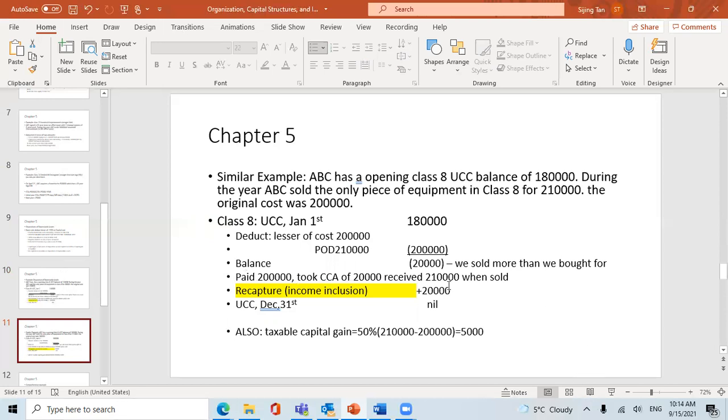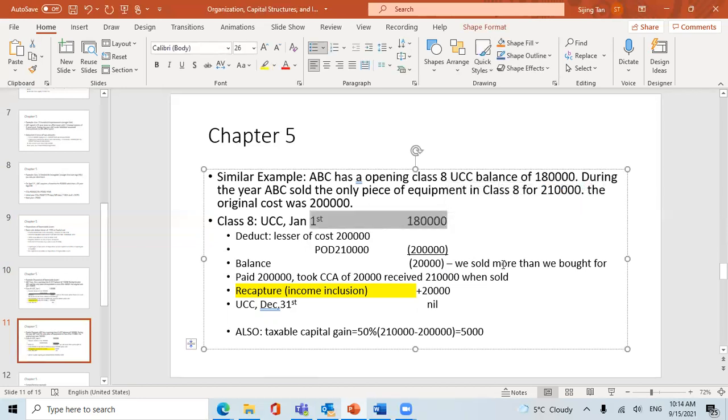Now, our original cost is less, so we use the $200,000. We use minus $200,000, deduct the UCC balance 180, it leaves our balance as a negative $20,000. So that means we sold for more than we bought. So we paid $200,000 at the very beginning. We took the CCA of $20,000 and that leaves our UCC balance $180,000. And then we receive $210,000 when we sold. It's much more. So we need to recapture this $20,000.